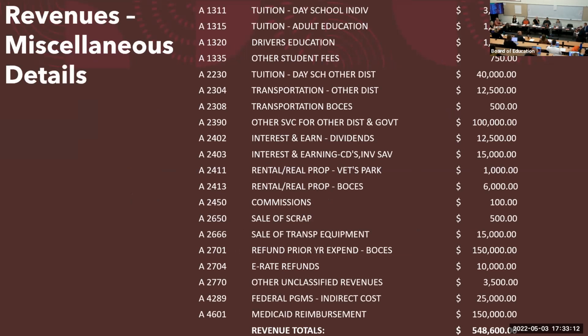Our miscellaneous level of revenue includes a list of about 15 items or so that deals with tuition for adult education, or driver ed reimbursements, other student fees, tuition, day school, other districts, transportation, other districts, transportation, BOCES, other services for the district and governmental entities, interest and earnings, and so on and so forth. This level of miscellaneous revenue accounts for $548,000.